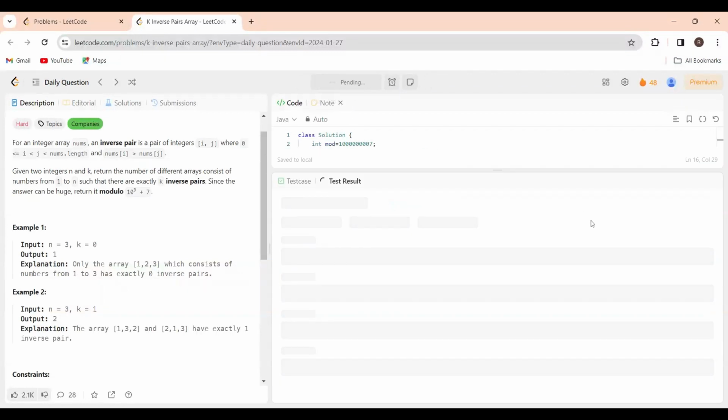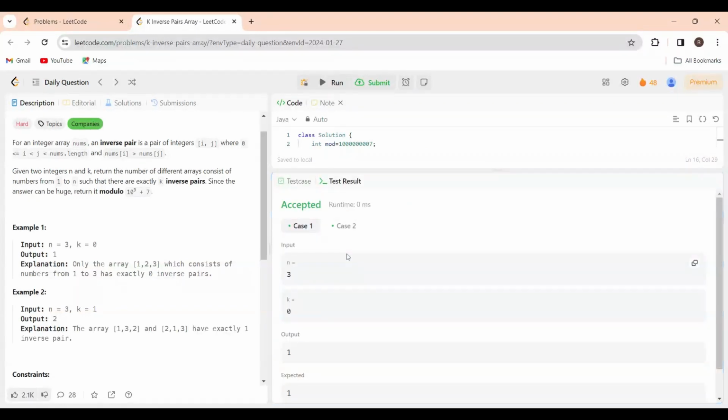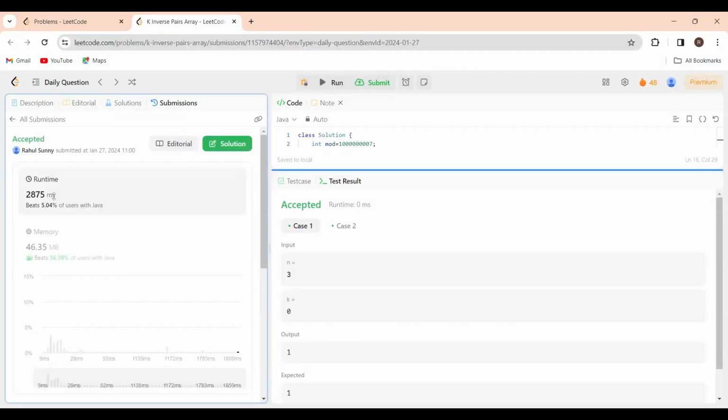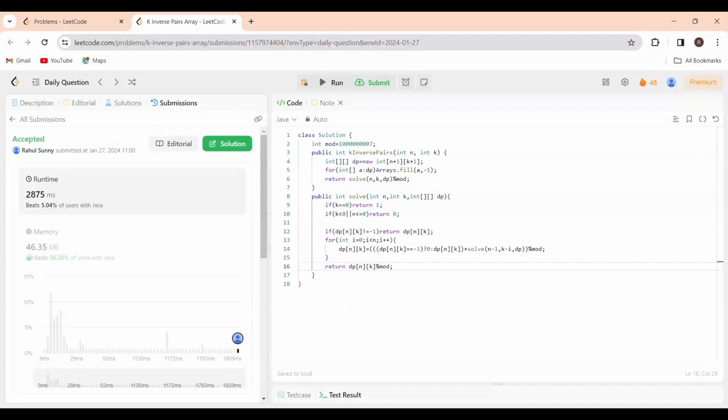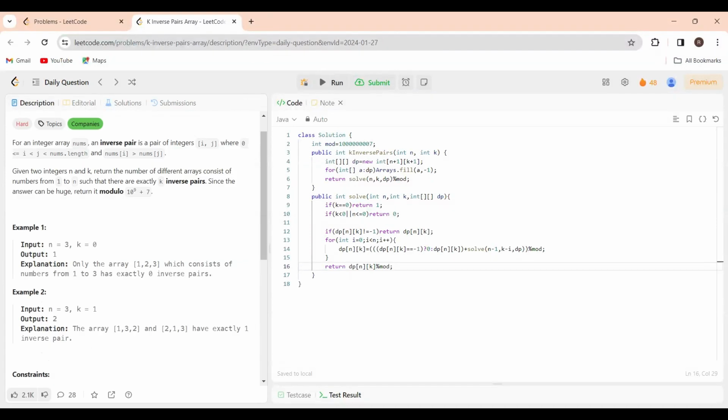So let us quickly run this problem. So it has passed successfully. So let us try to submit it. So it has passed the solution. Okay. So this is how we'll be calculating this question.